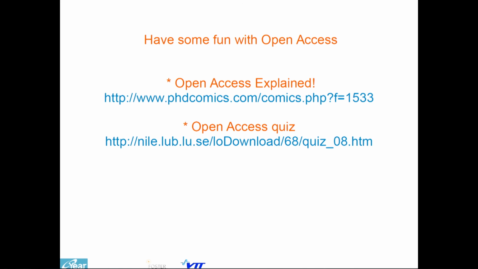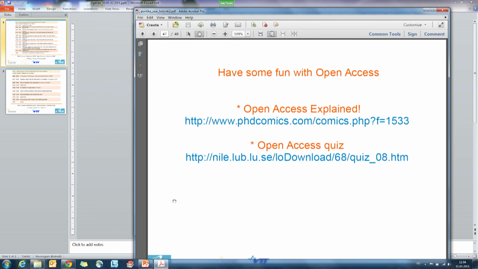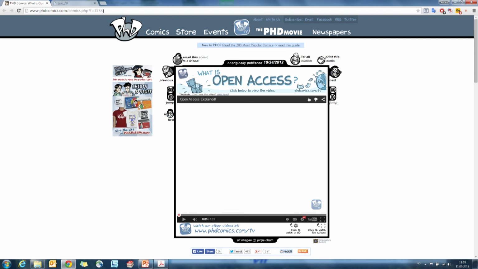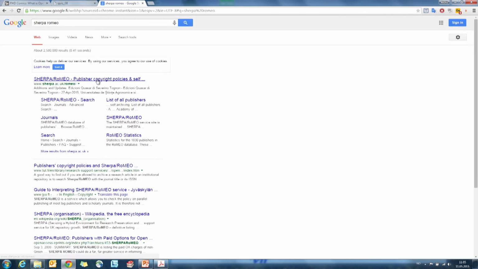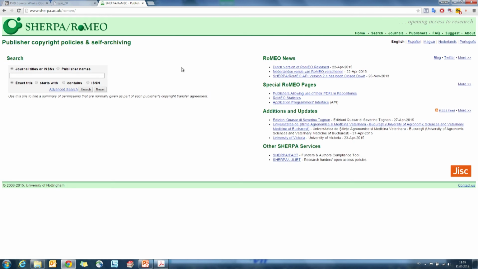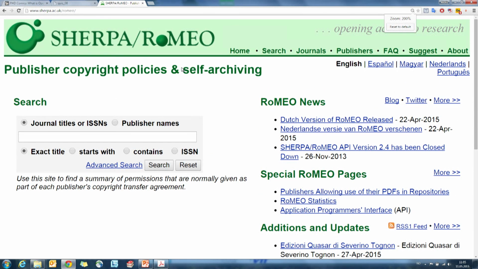There is one service which is called Sherpa Romeo. Sherpa, in general, is a service that deals with policies on publication and publishers' rights. Sherpa Romeo deals with publisher copyright policies and self-archiving, but there is also Sherpa Juliet. If, for example, you have money from a funder and you're not quite sure what the funder's policy is, or if the funder has a policy to begin with, then you can go to Sherpa Juliet and find out information about it.